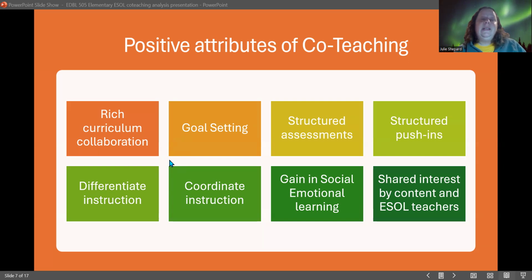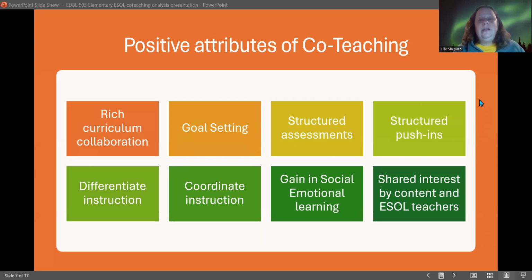There's structured assessments that go on with the ESL class students, because the ESOL teacher knows how to make the assessments to meet the students' needs based on what the teacher's trying to teach in the curriculum, rather than them just having to guess otherwise if they're not in the classroom.